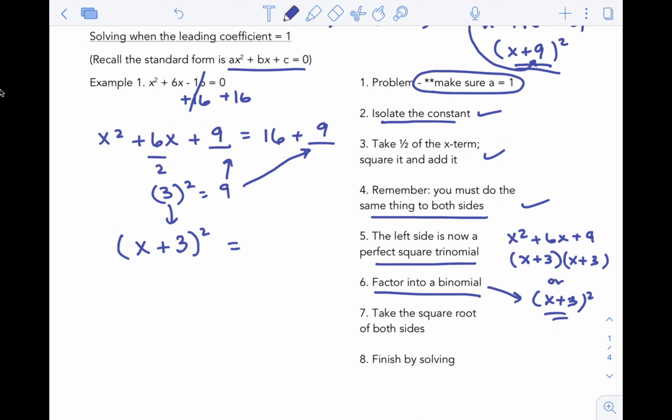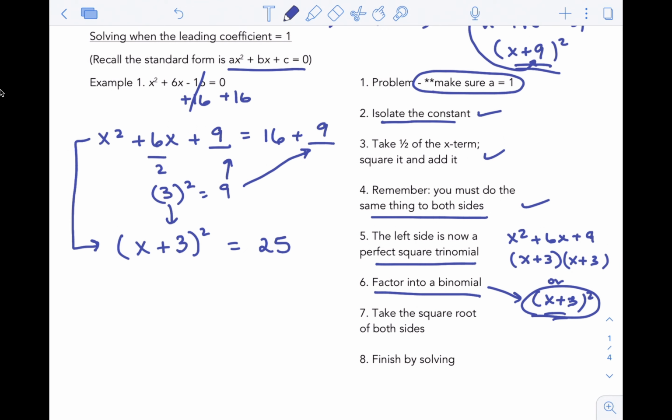So when it says factor into a binomial, this becomes x plus 3 times x plus 3, or even easier, x plus 3 squared. You want that to be with that square. You don't want to leave it in this format. You want to write it as the binomial squared. Okay, so if I update the right side, 16 plus 9 is 25.